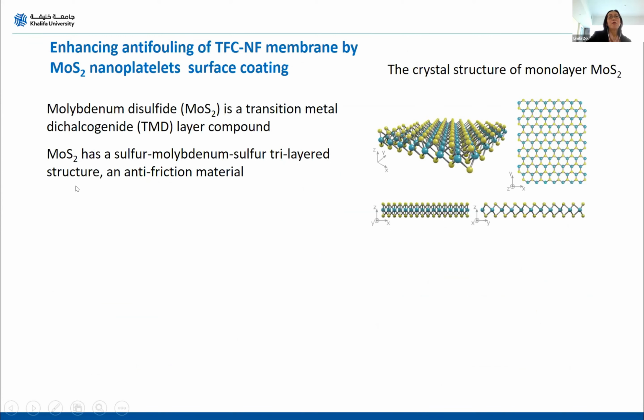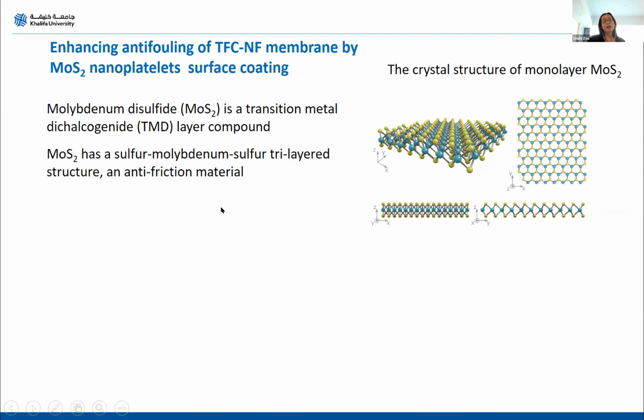Molybdenum disulfide, MoS2, is a transition metal chalcogenide, called a TMD layered compound. A 2D layered compound means it has a morphology similar to graphene nanosheets. However, it has a different crystallite structure. As shown in this image, it has a tri-layered sulfur, molybdenum, and sulfur three-layer crystallite structure.